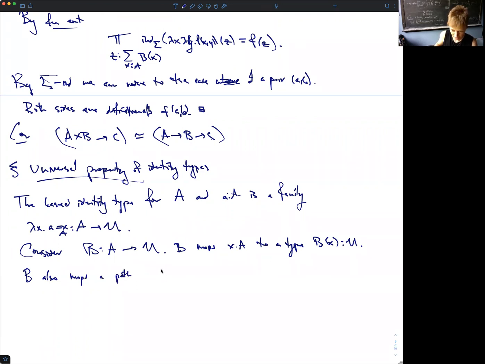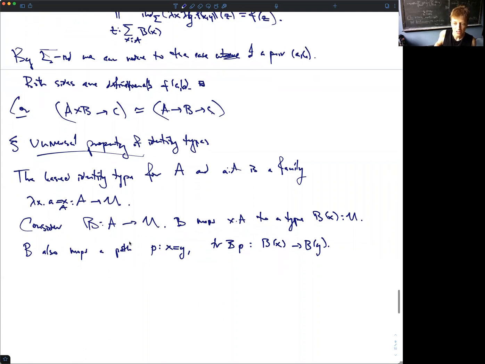So if I'm given a path P from X equals Y, I guess the thing that's probably most familiar is this transport function. So transport in the family B, the path P gives the data of a function from B of X to B of Y. And so that's the sense in which B is functorial. It takes a term of type A and produces a type, and a path in A and produces a function.